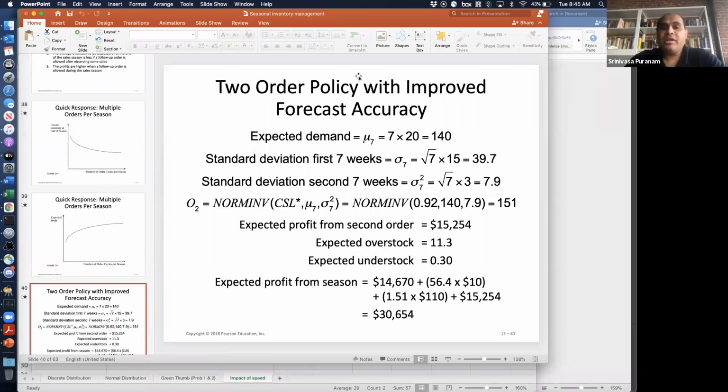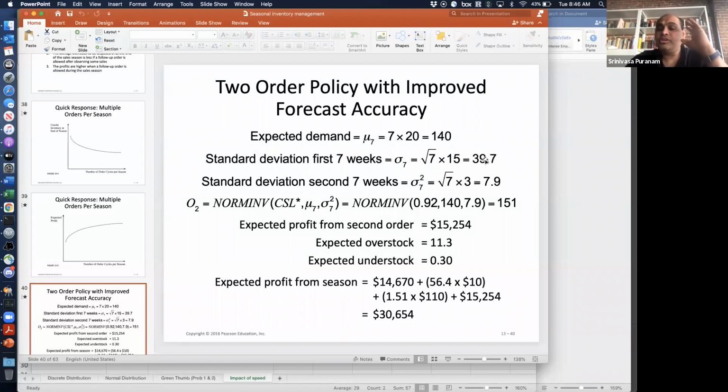Now, what if in the second half of the season you have increased forecast accuracy? If that's the case, the standard deviation, instead of being 15, is actually 3. But remember, for the first half of the season, the first 7 weeks, the standard deviation is still 15, because you've not observed sales for the first half of the season. So you place an order based upon 15, and the order standard deviation will be 39.7.